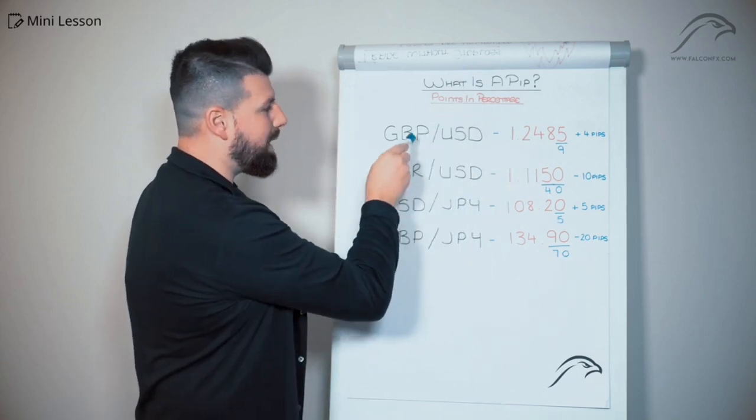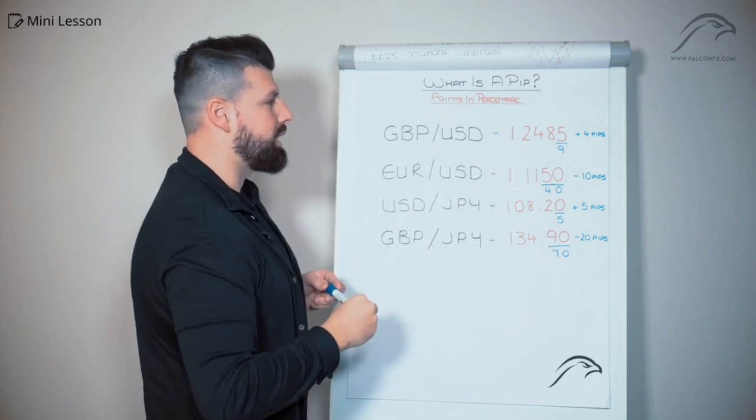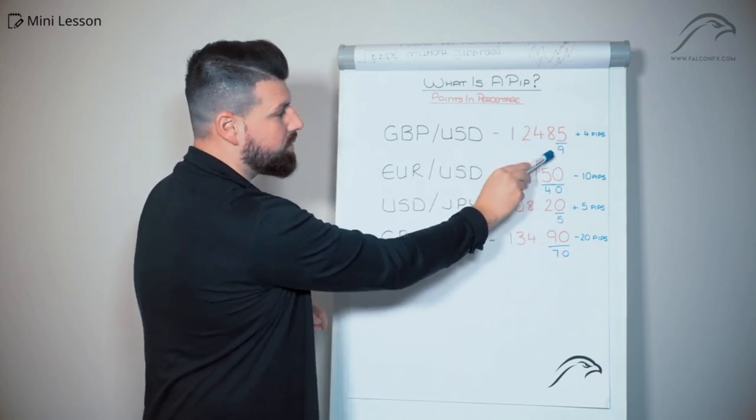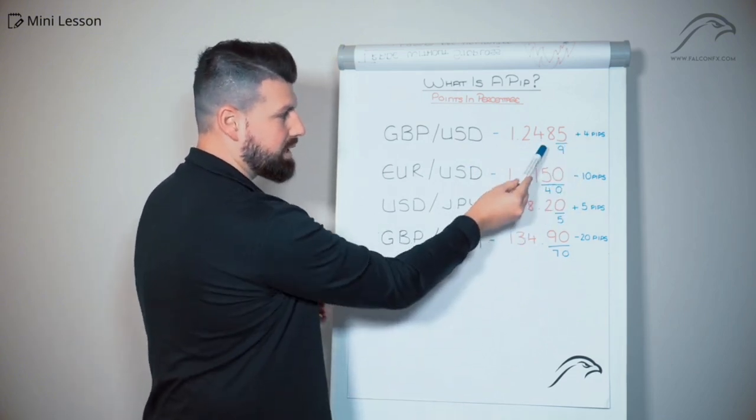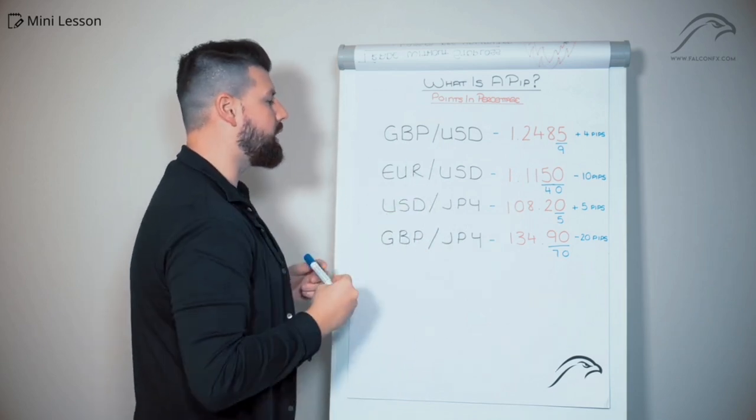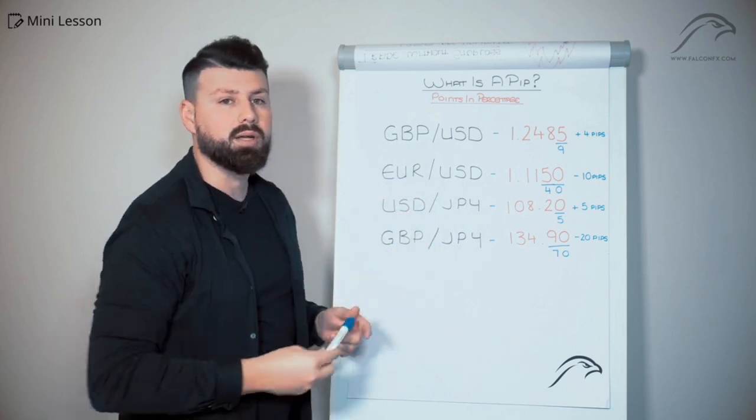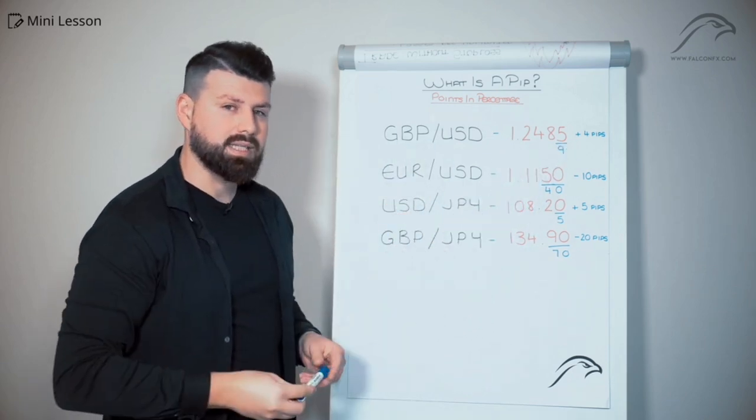Let's say, for example, that pound dollar is quoted at 1.2485, and the end figure, this fourth decimal place, moves to 9. So what does that mean? That means we have moved up 4 pips, because this has gone from 85 to 89. Now, let's say you're taking pound dollar long. You're expecting that the pound's going to appreciate over the US dollar. Now that's increased 4 pips in your favor. So you see how that's quite simple?